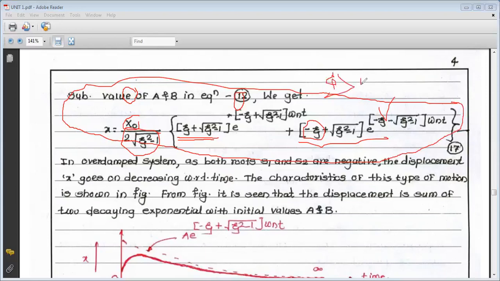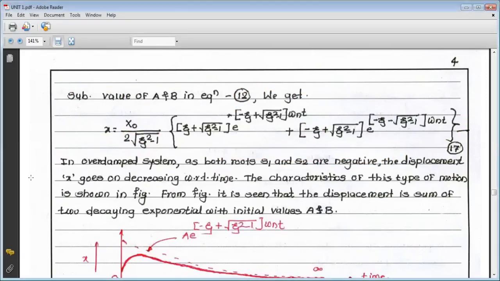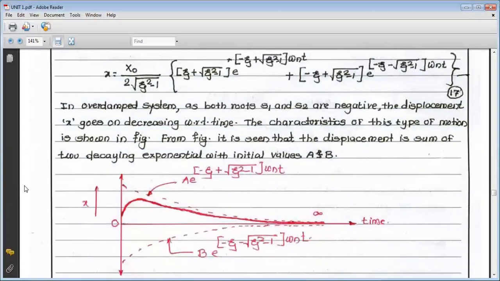When the system is overdamped, this is the general solution for the differential equation m x double dot plus c x dot plus k x equals 0. Now from this equation, if we draw a graph for this overdamped system, the first term is a e raised to s1 t, and this is the graph for a e raised to s1 t.